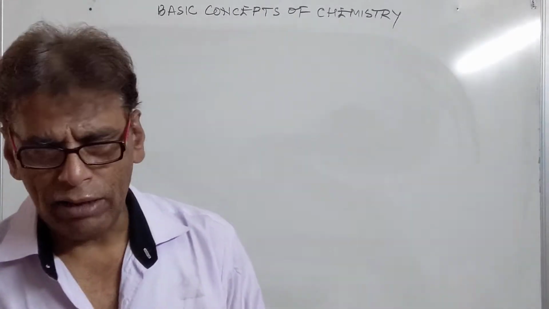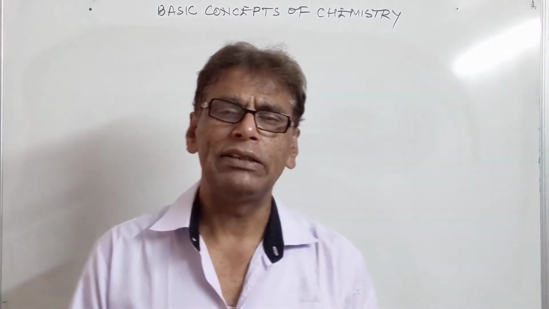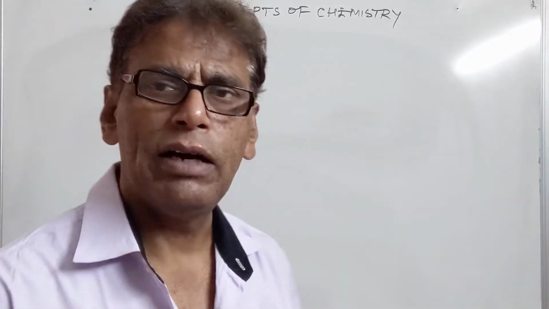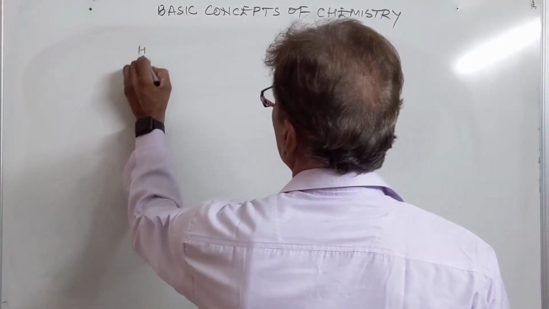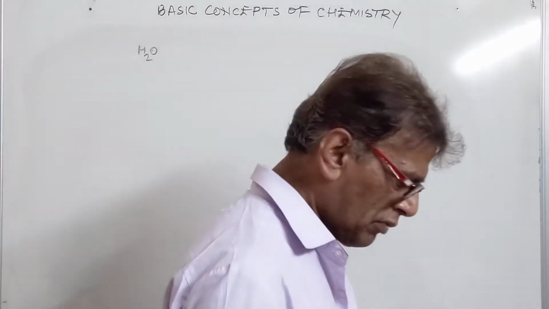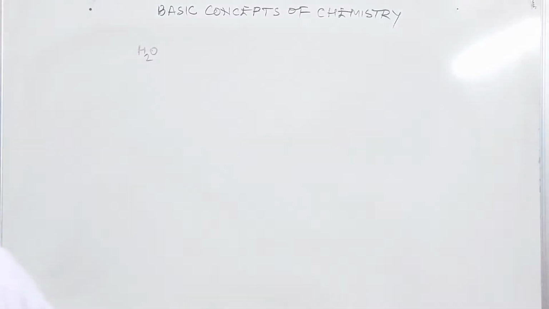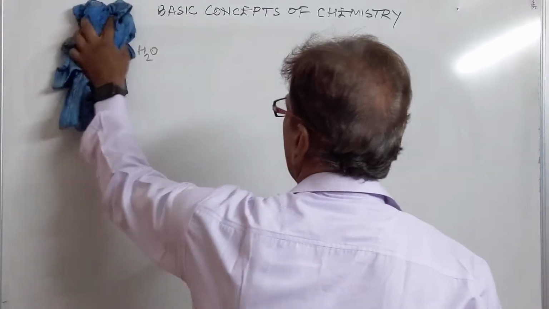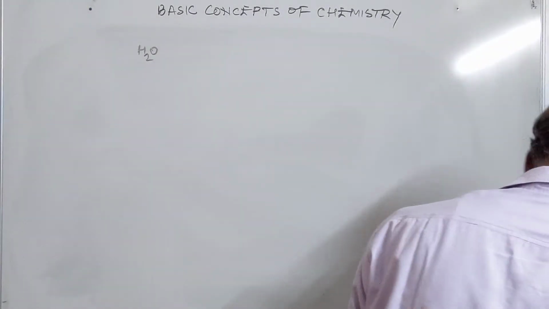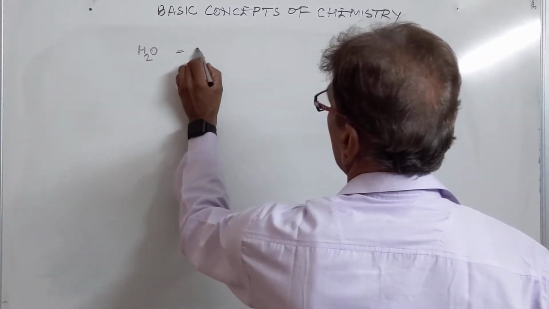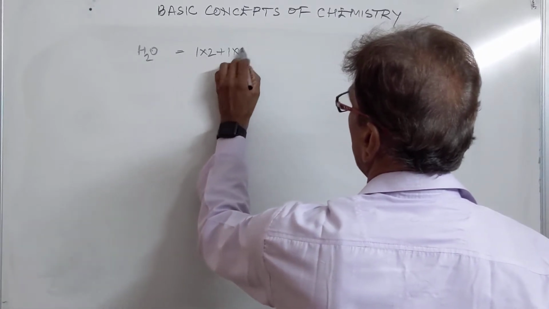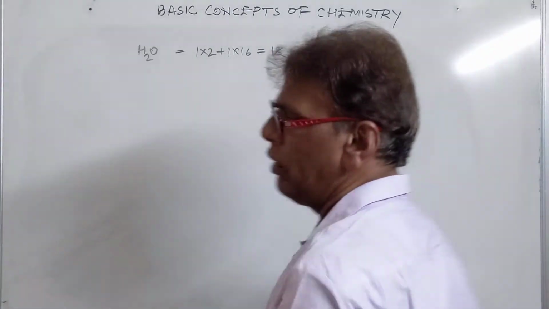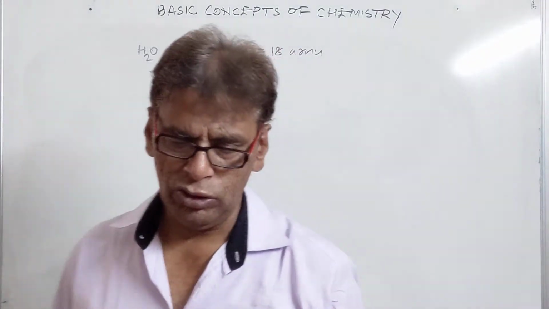Molecular masses are calculated by adding together the atomic masses of the different elements whose atoms are present in the molecule. For example, we have H2O. Now what is the molecular mass of H2O? We have two atoms of hydrogen, so mass will be 1 multiplied by 2 plus 1 multiplied by 16, it is 18 gram or 18 AMU, if you express it on the atomic mass unit scale.